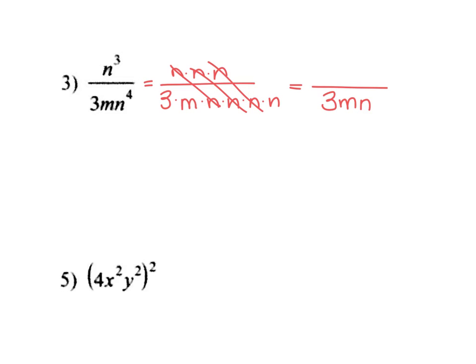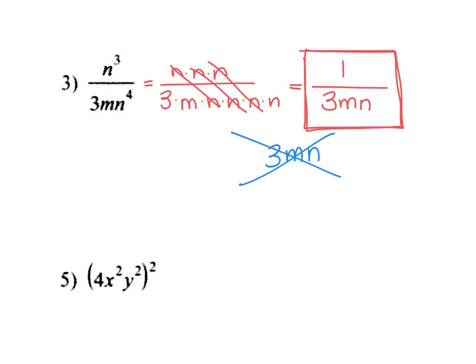And the top of my fraction, I need something, so I'm going to put a 1 up there, because that's the only thing that won't change the value of my fraction. So make sure that when you write this, you write 1 over 3mn. If you just write 3mn, you're going to get this question wrong, because that's not the same thing. So make sure if it's on the bottom, that in the answer you have noted that it's also on the bottom.